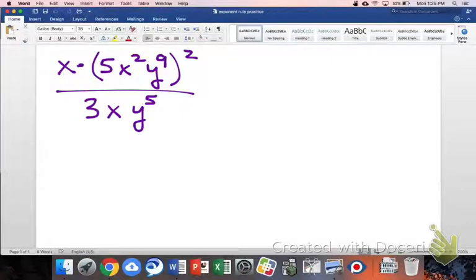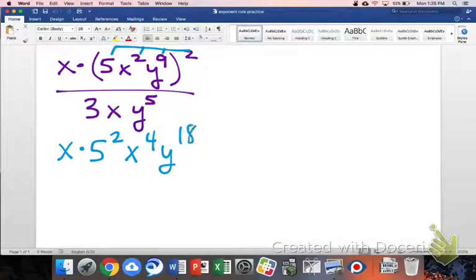First thing I would do here is I would try to handle that whole expression with parentheses and the squared. And so I'm going to try to recognize here that the squared applies to every single base in the parentheses. So my first step would look something like this. X times, I'm going to get rid of the parentheses here because once I've done the exponent, parentheses really don't need to be there anymore. So it's going to be x times 5 squared, x to the 4th, y to the 18. Where I got the 4 and the 18 is I multiplied the exponents. 2 times 2 is 4. 9 times 2 is 18. I'll be leaving the denominator alone for now.